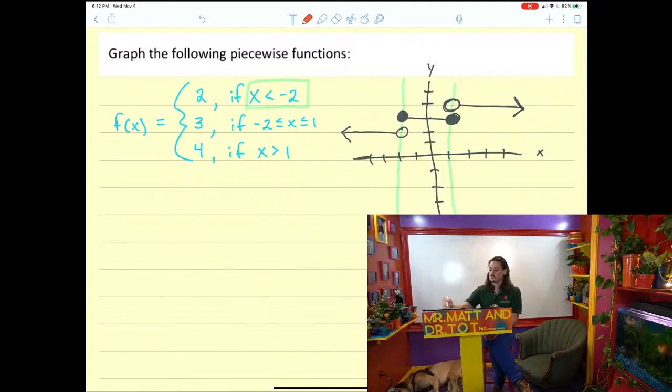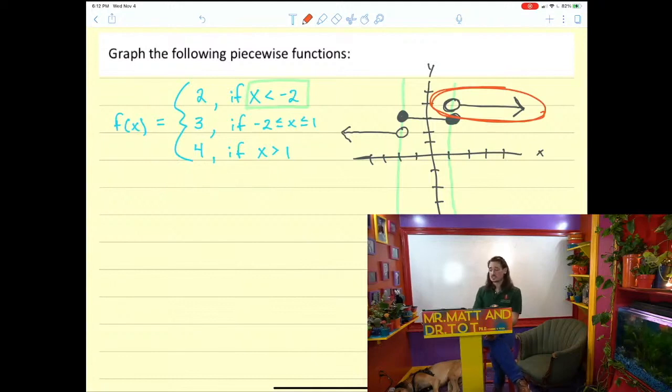And the third one, if x is greater than 1, y is equal to 4. So that's this horizontal line, but going in the opposite direction with a hollow dot because it's exclusive to positive 1. It can't be positive 1, but it must be greater than positive 1.